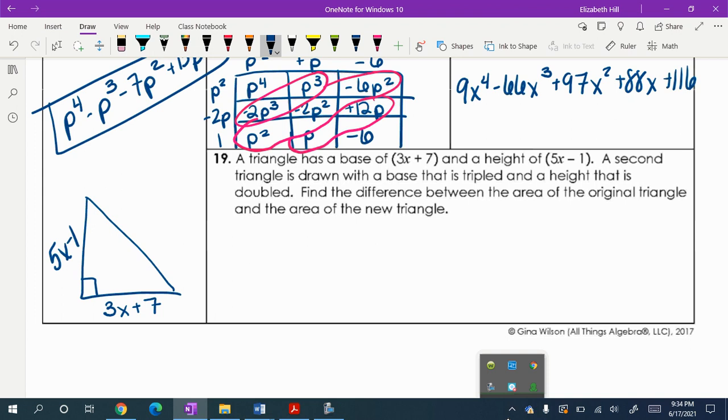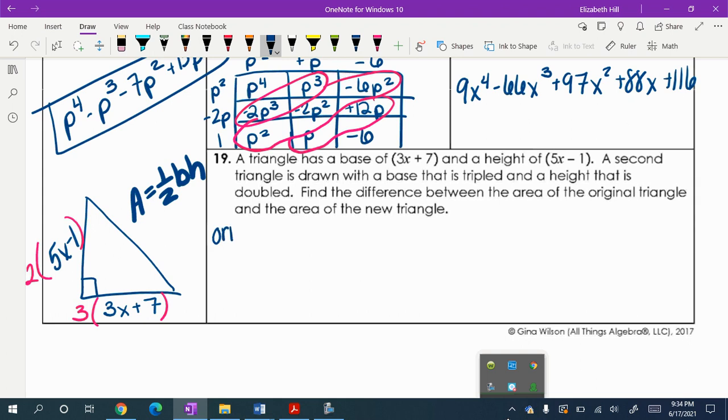A second triangle is drawn with a base that is tripled and a height that is doubled. So now you're thinking, what did it say? Second triangle, the base is tripled and the height is doubled. Find the difference between the area of the original triangle and the new triangle. All right, so remember that area is 1/2 base times height, so that is a friendly little reminder.